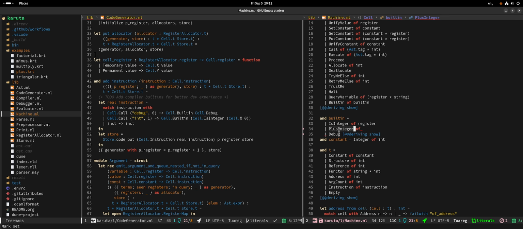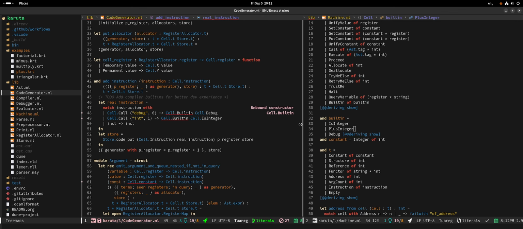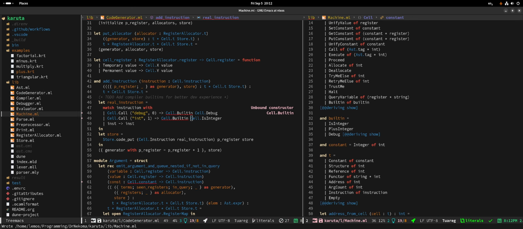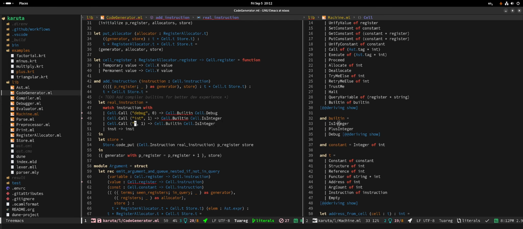Okay. But the argument setup we're already doing because we're just reusing the same function that generates the code for normal predicate calls. Cool. So I removed it from both is integer and plus integer. So let's actually replace this with a plus. And this is a 3 argument thing, right? And then we do plus integer in there. That's what we do.